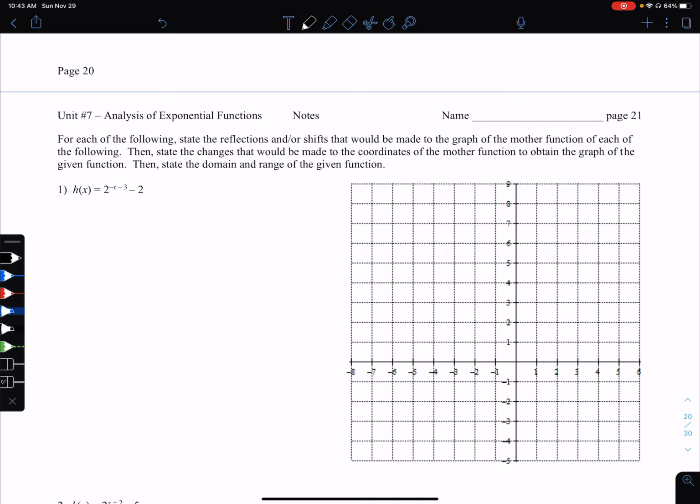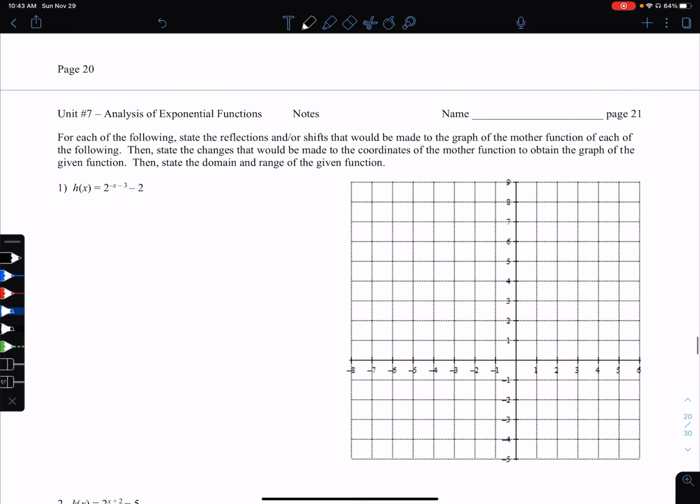I think I forgot to do domain and range. Oh, bother. Oh, well.